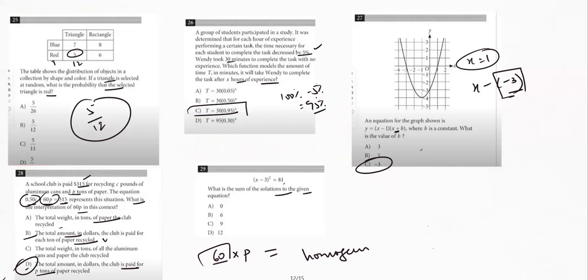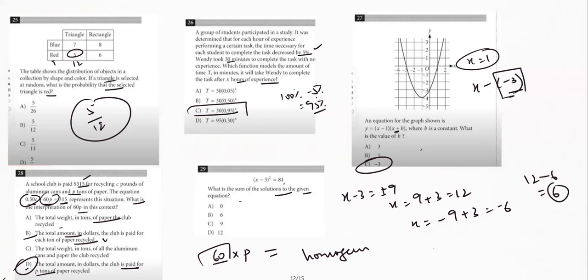What is the sum of the solutions to the given equation? So we can solve it, right? x minus 3 is equal to plus or minus 9. So x is equal to 9 plus 3, which is 12. x is equal to minus 9 plus 3, which is minus 6. The sum is 12 minus 6, which is 6. Or we can do it from the other equation, that is minus b upon a. You remember this, right? The sum of solutions.